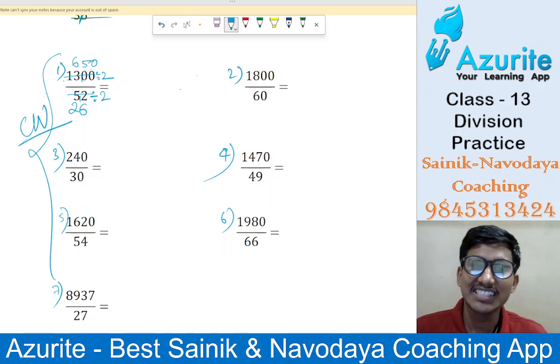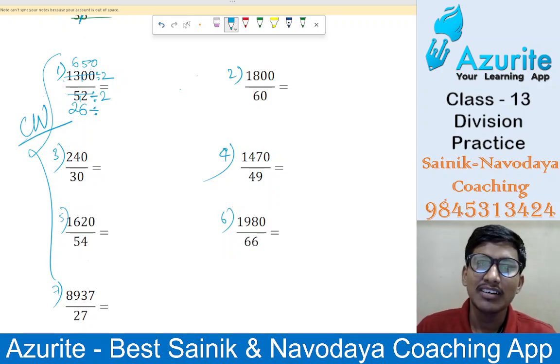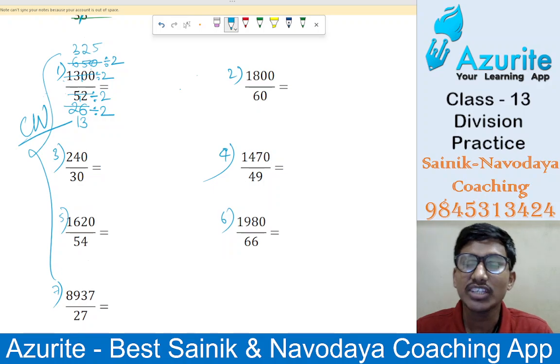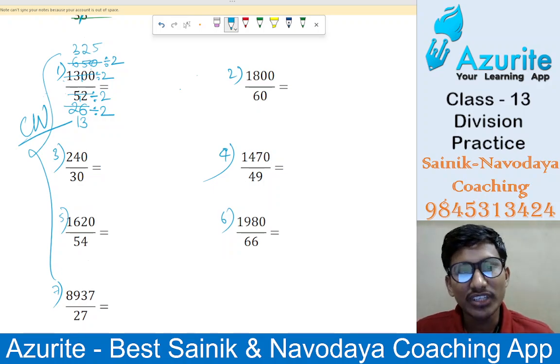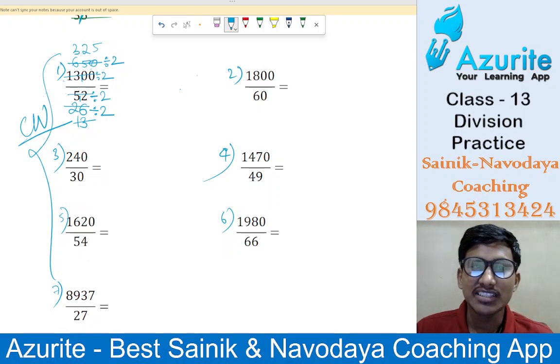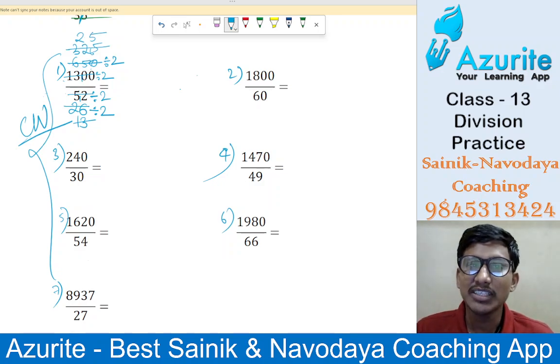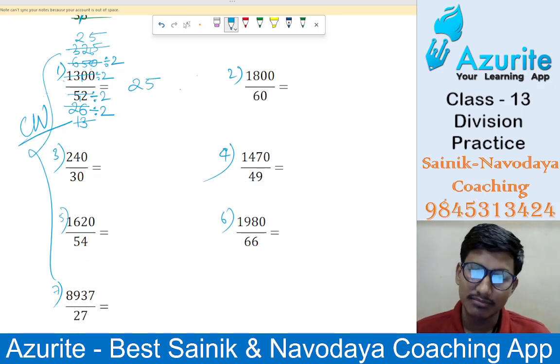Now 26 is there. Again it will come in the 2 table. 2 how much are? 2 13s are 26. Here also you have to divide with the 2 table. 2 3s are 6, 5 is there, 2 2s are 4, 1 will be remaining, 2 5s are 10, so 25. Now the 13 table. Directly you do it with the 13 table. 13 1s are 13, 13 2s are 26. Remaining will be 6, it will become 65. 13 5s are 65. So the answer will be 25 for this.